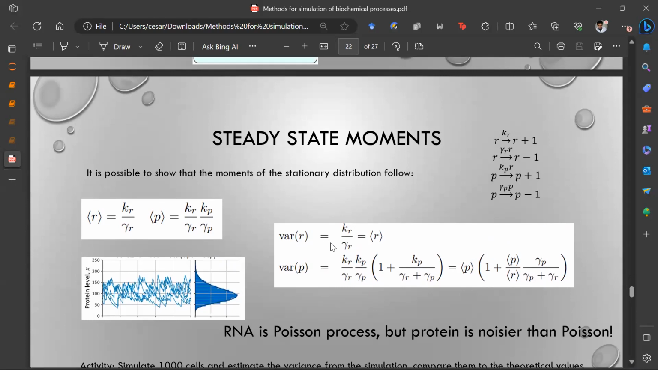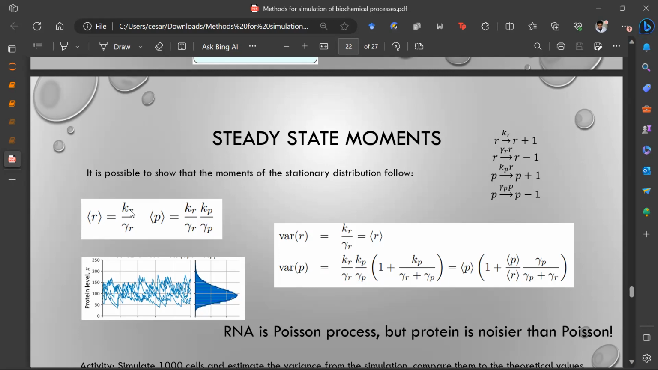So there are many different ways to estimate the moments, or the expected values, of the protein and RNA. I won't go deep on these methods. Probably there are some theoretical tools. Maybe we can discuss them later. But the idea is the following. Given these rates, KR, gamma R, KP, gamma P, you can show that the mean of all of them depends on the rates.